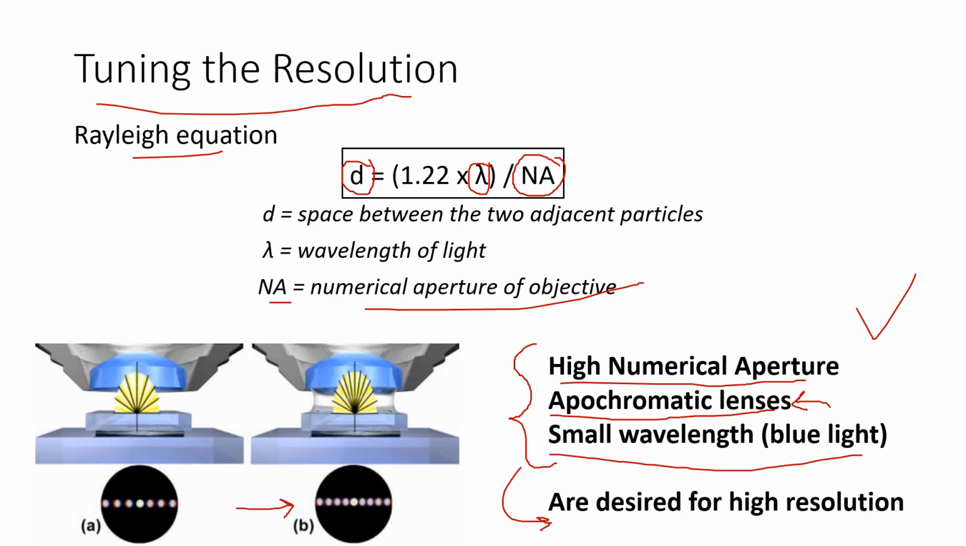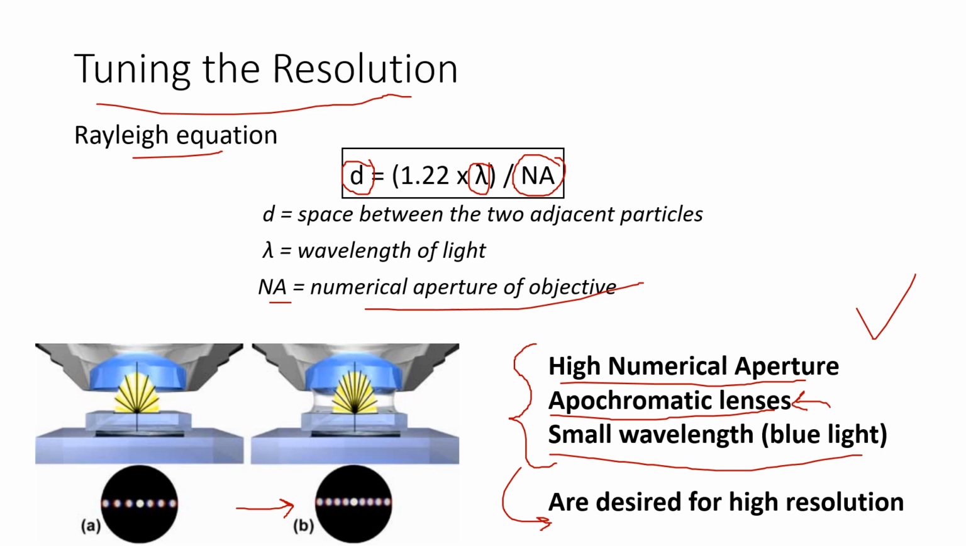resolution in the image. As you can see, the diffraction pattern in A is not very well resolved as compared to B. B is highly resolved, and that is because of the greater diffraction orders the lens can capture.